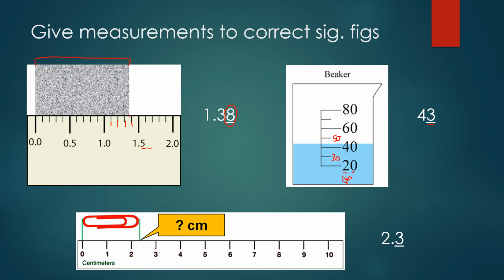My estimate was 2.3. Yours might have been slightly different. The 2, however, should be the same between everybody. It's that last digit that might vary.